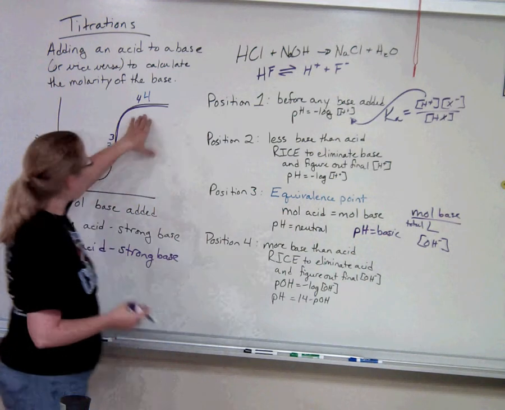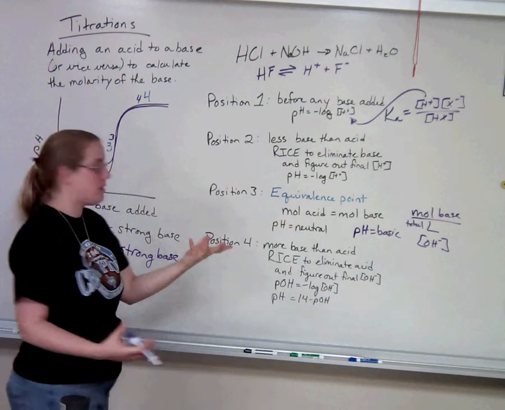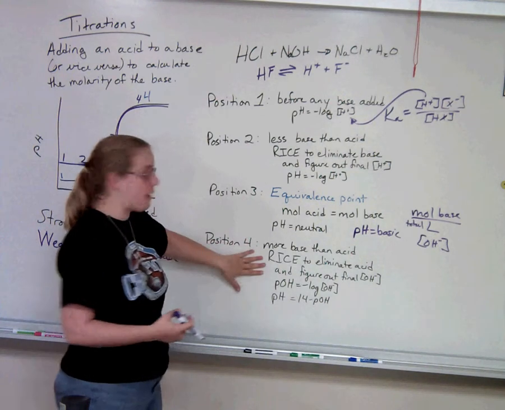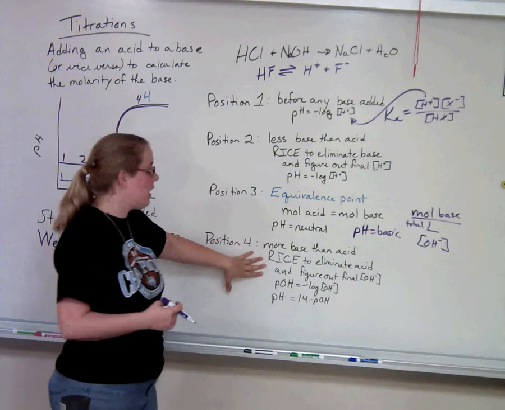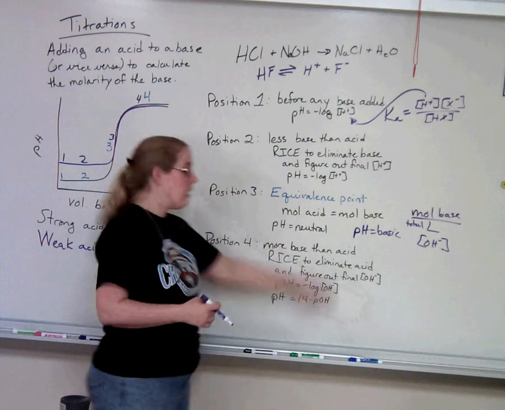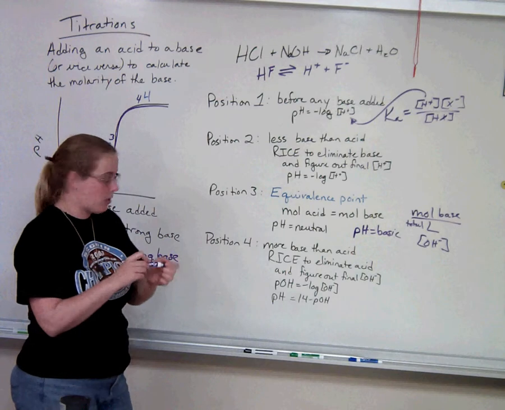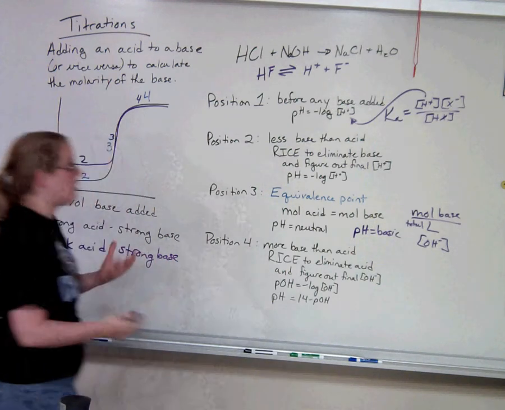Position 4, we've overwhelmed our weak acid, and now all we have left is a strong base. And so again, we're going to do a rice table to eliminate the acid and figure out how much base we have left, and then we can put in for pOH and the pH at the end. So that part's the same, because we've just gotten into a strong base.